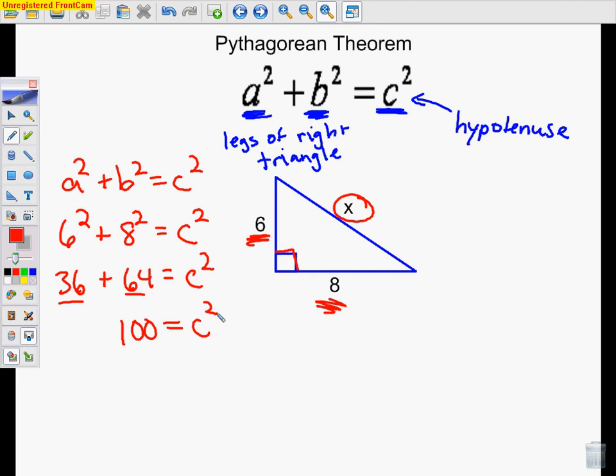Well, we don't want to know what c squared is. We want to know what c is. So to get rid of the squared, we have to do the opposite, which is square rooting, or the inverse, I should say. So a squared and a square root cancel out. So we get c, and the square root of 100 is 10.